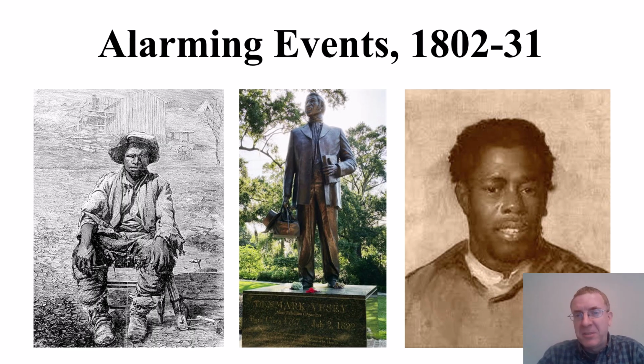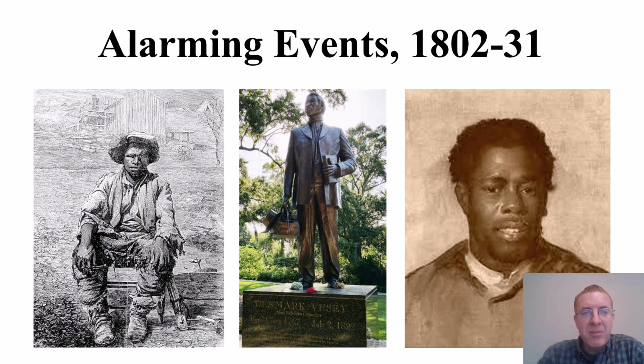Now, the alarming events of 1802 to 1831. So obviously we're focusing on the 1830s today, particularly in regards to the gentleman on the right in the painting. That is Nat Turner of Southampton County, Virginia, a slave.